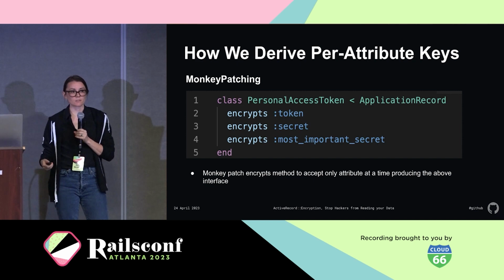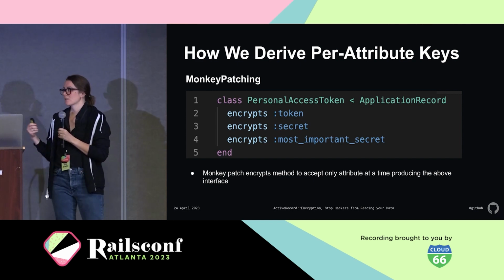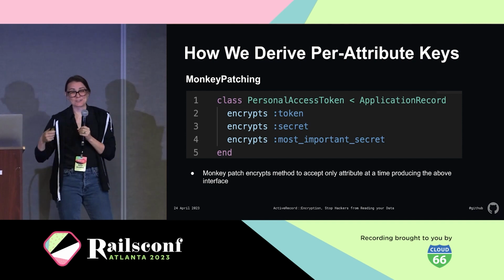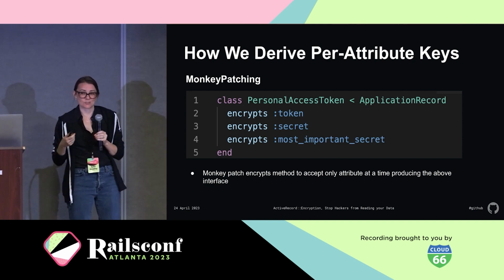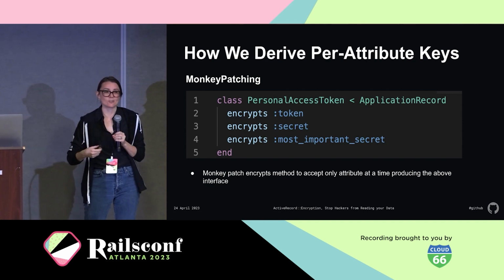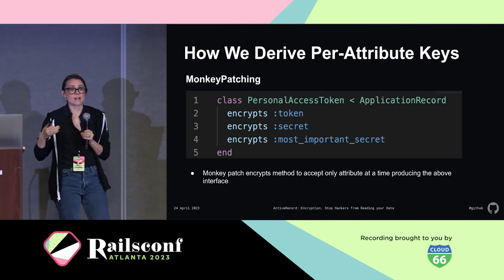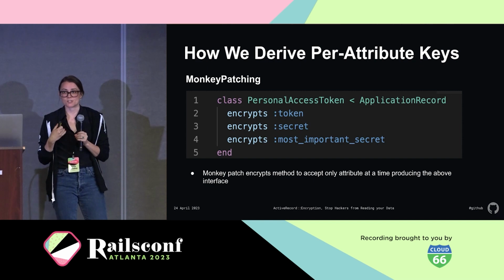So after a lot of deliberation, spiking, marathon pair programming sessions, including considering actually changing Rails encryption context to accept a single column at a time, we decided instead to monkey patch the encrypts method in our implementation.